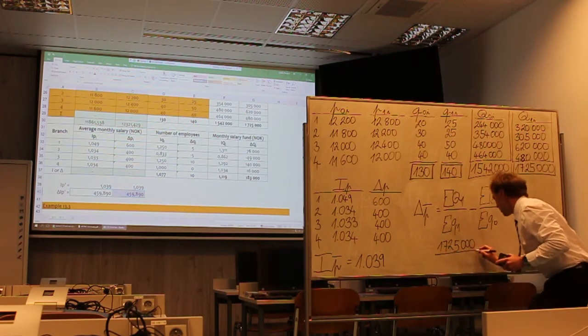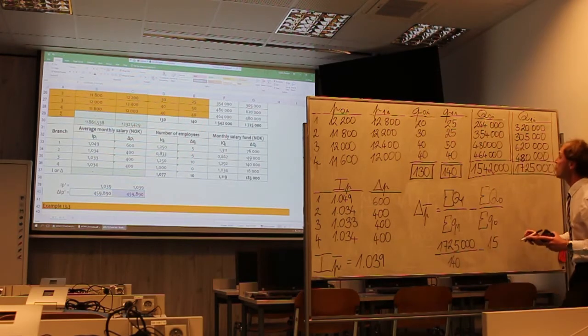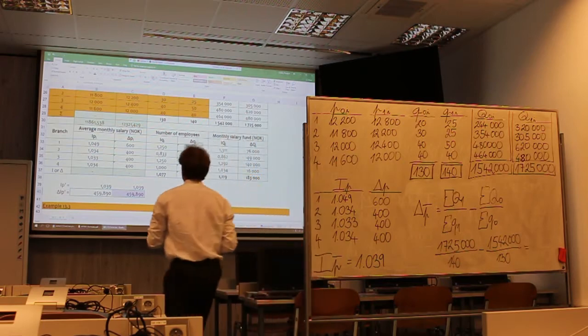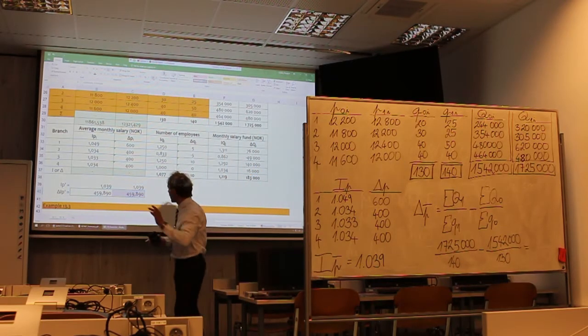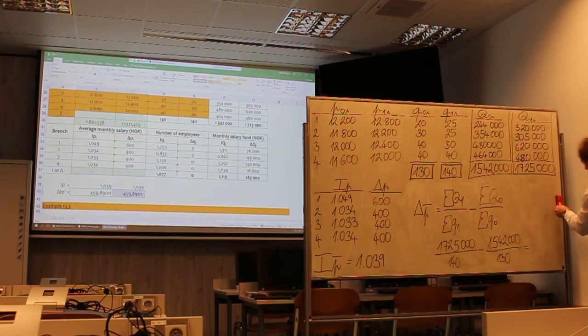So you can calculate 1,725,000 divided by 140 minus 1,542,000 divided by 130. And the result, if you use 0 decimals, is 460 Norwegian crowns. Okay, and now we will compare results, we will interpret the situation.